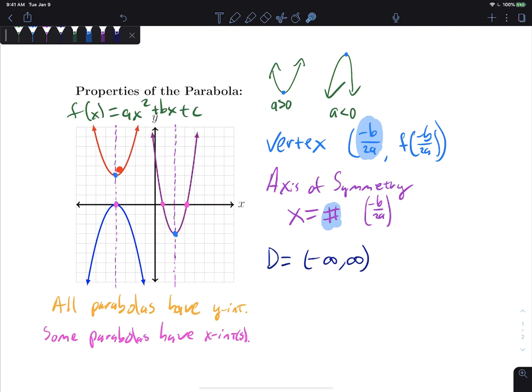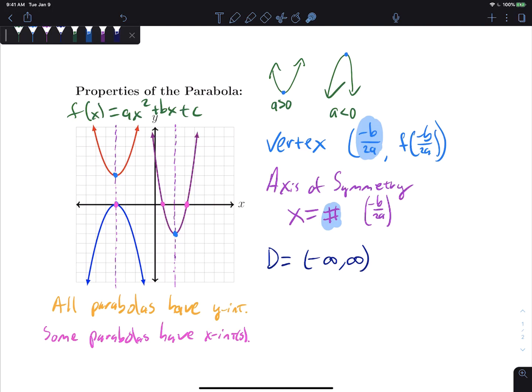Notice, though, that the red parabola here never crosses the x-axis. That means that it does not have an x-intercept. If you were to set the function for the red parabola equal to 0 and solve, you would get imaginary numbers out of it. Excuse me, non-real complex numbers. And as a result, that means that there are no x-intercepts.